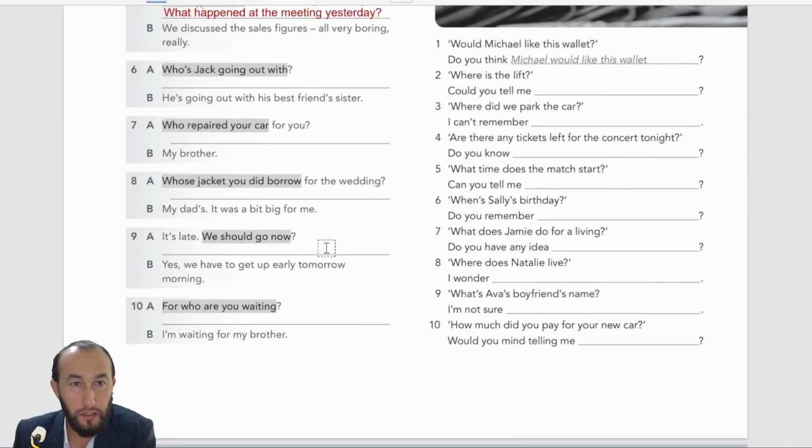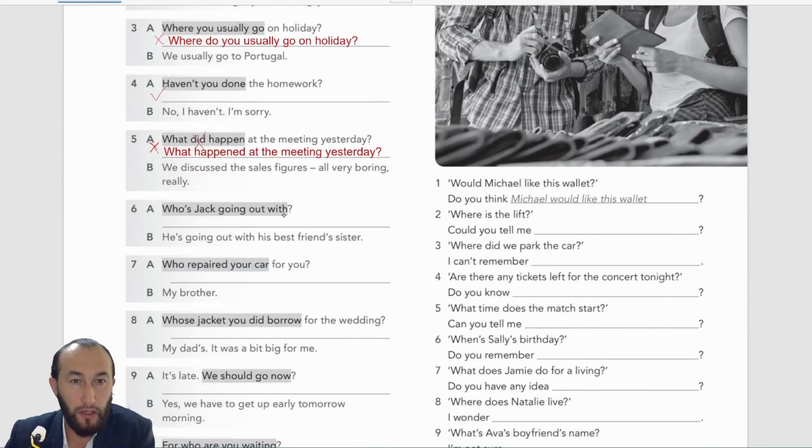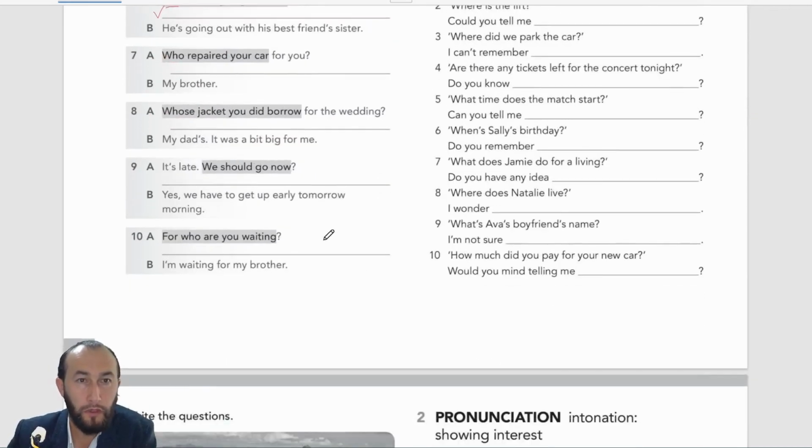Number 6, who is Jack going out with? So obviously we need to put a tick here because that's the correct one. Who is a question word, is auxiliary, Jack is subject, going out with, that is the verb. So the order is perfectly correct. So we're going to tick it here. He's going out with his best friend's sister. Okay, good for you. Number 7, who repaired your car for you?